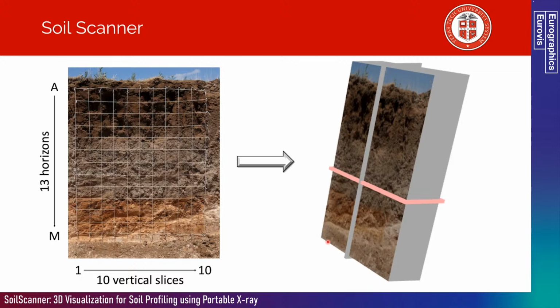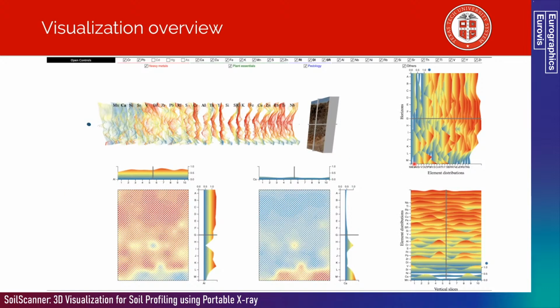Similarly, in soil profile analysis, soil scientists state that it is essential for them to navigate through vertical or horizontal slices of a soil profile and visually observe how the element distribution slowly changes over depth or horizontal spaces. This is the main view of Soil Scanner with the menu, the overview, the vertical and horizontal distribution view, and the pairwise comparison view in detail.